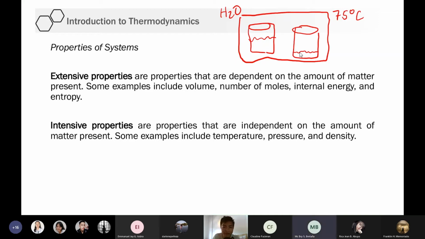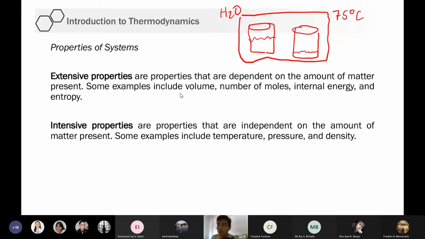Or parehas lang? Parehas lang po. Parehas lang din po. Oo, kasi parehas lang, no? Kasi regardless kung marami yung particles or onti yung particles, yung temperature ay same lang, kasi nasa isang environment lang sila. Okay, so that means intensive property and temperature.